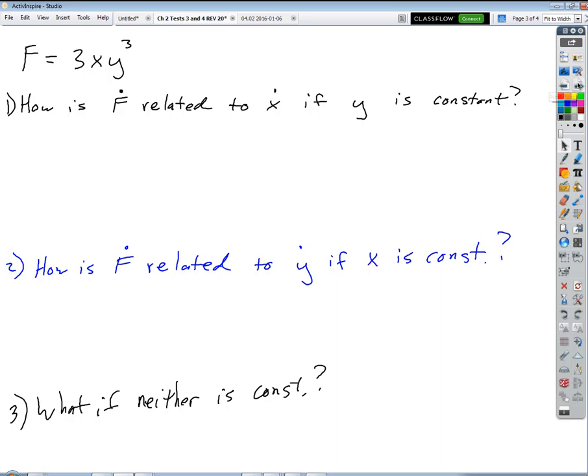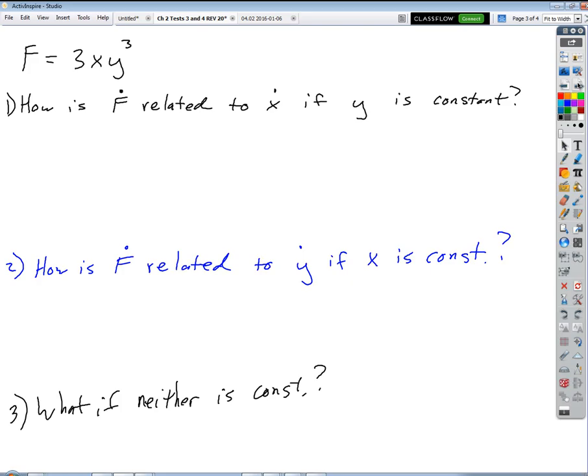Okay, here's another one. Let me explain this a little bit. I sort of abbreviated this. We've got some function, call it capital F, which is equal to 3 times x times y cubed. This is related to rate stuff.